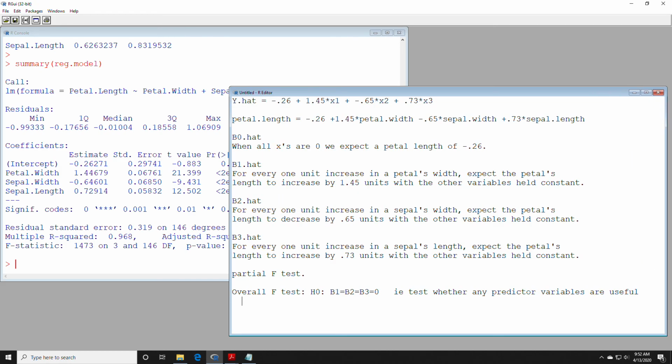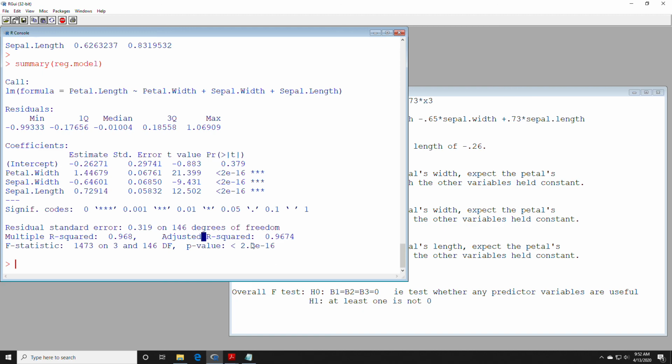And of course, as usual, the alternative hypothesis is the opposite, which would just be that at least one is not equal to 0. It doesn't say which one, it just says at least something in the model is useful. So the overall F-test p-value is testing whether beta 1 is equal to 0, beta 2 is equal to 0, and beta 3 is equal to 0.